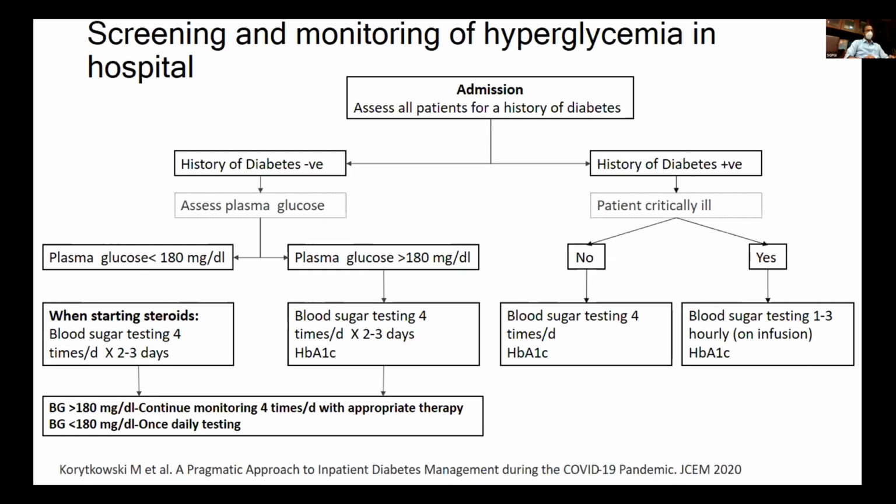Those having diabetes and who are critically ill should be put on insulin infusion and the blood sugar monitoring should be done every 1 hour. And those who are non-critically ill and eating, the blood sugar testing should be done 4 times a day. What does this mean by 4 times? This usually means before all the meals, breakfast, lunch and dinner, and 2 hours after dinner.